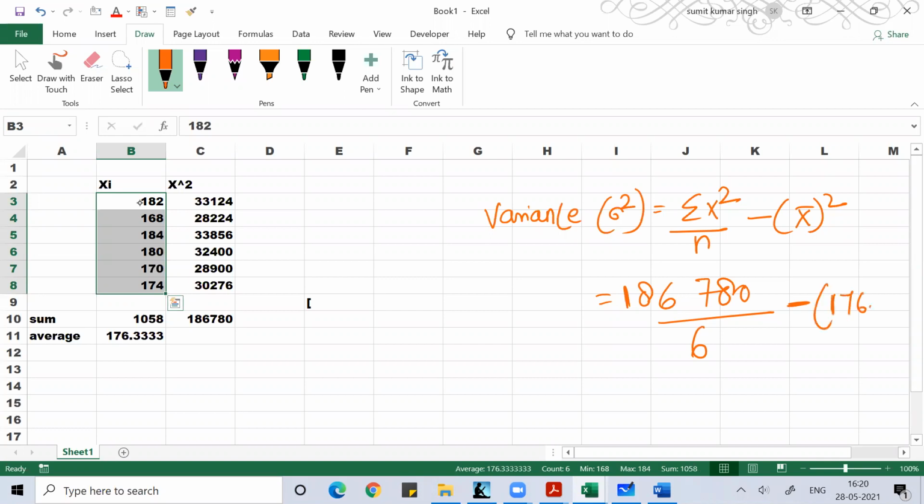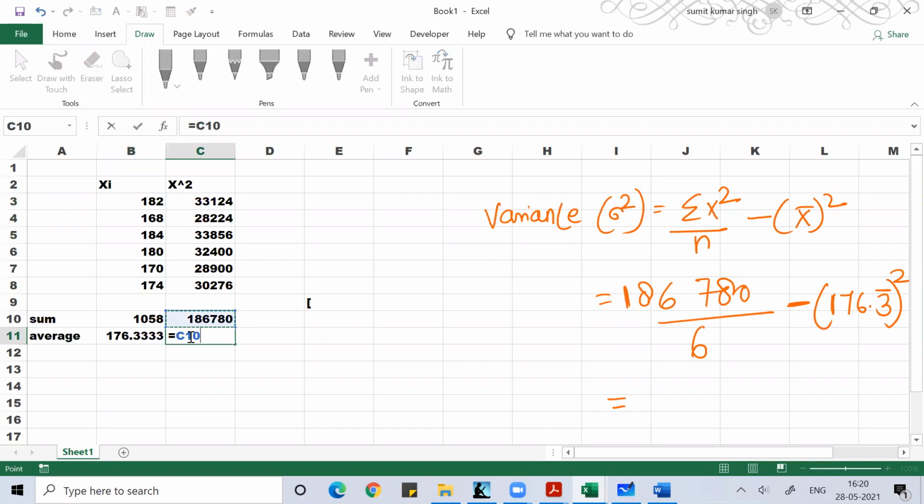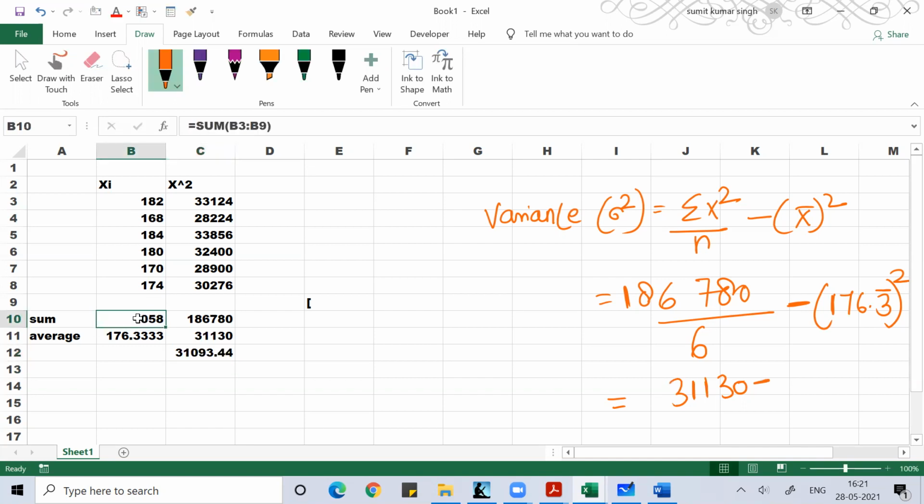X bar is 176.333 whole square. So you can just simply solve this. This is 31130 minus x bar square. X bar square means what? X bar square is sum of x by 6 whole square. This is 31093.44. You'll get the standard deviation and variance.